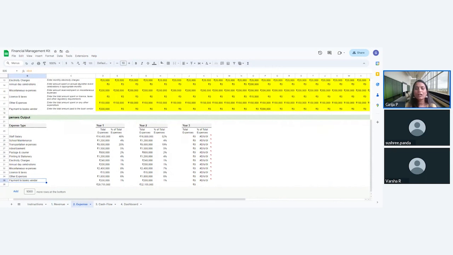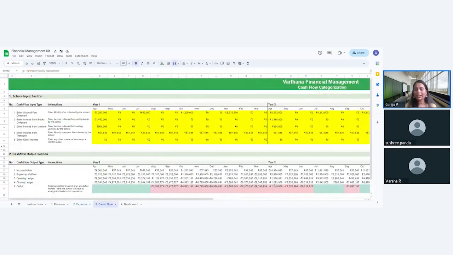And the other part we have is the cash flow. Cash flow is something which can help you to understand how much money is coming in and going out on a monthly basis or yearly basis. Now we have calculated our revenue and expenses. Third, it will help you to understand how much money you're getting on a monthly basis and how you're expending that money on a monthly basis.